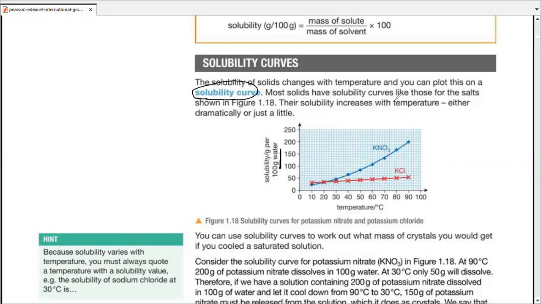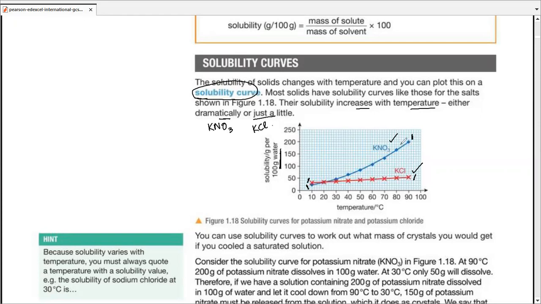Now, most solids have solubility curves like those for the salts shown in the figure. One of them is KCl, one of them is KNO3. They've specifically picked those salts so that they can explain to you in the form of a diagram a salt which shows a very little change in its solubility, KCl, or a salt that shows a good change in solubility over a change in temperature. The same thing is stated over here: the solubility increased with temperature, either dramatically, they are trying to talk about KNO3 in this case, or just a little, and then they are trying to talk about KCl in this case.